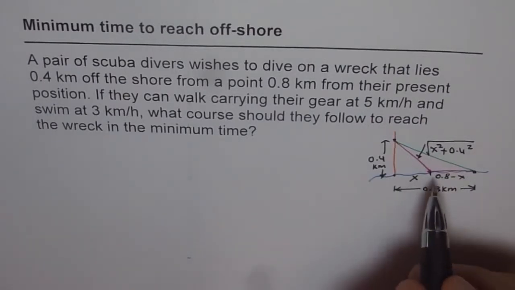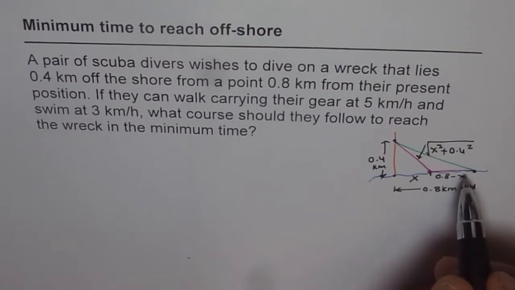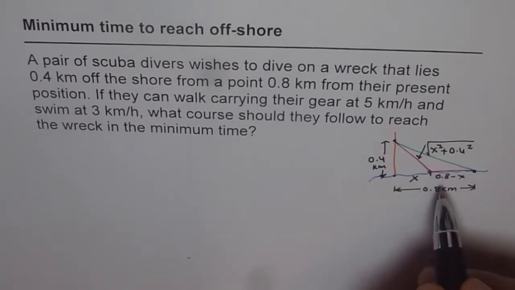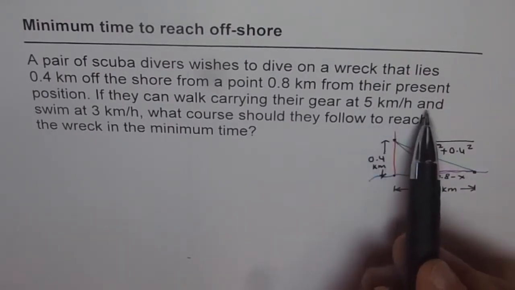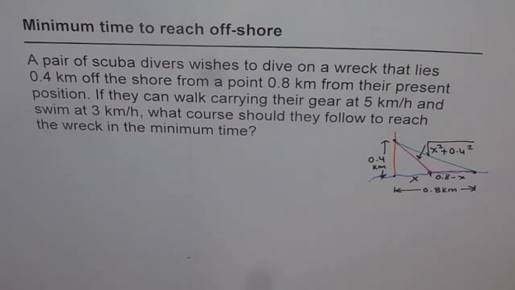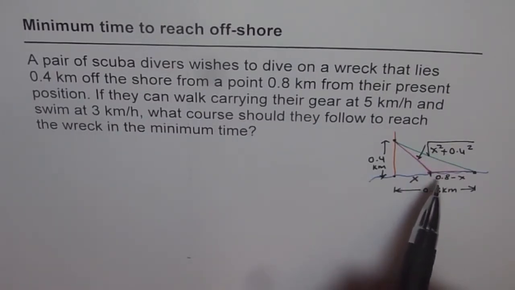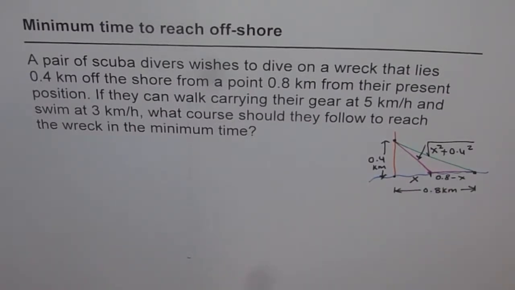Now the time taken for them will be distance divided by speed, right? So distance is this much and the speed is the walking speed during this time. Walking speed is given to us as 5 kilometers an hour and the swimming speed is given to us as 3 kilometers per hour. So that gives us the time. So we get a function time in terms of this distance x, from where we can find, with the help of derivative, the minimum time. That's the approach, right? So let's start our work.